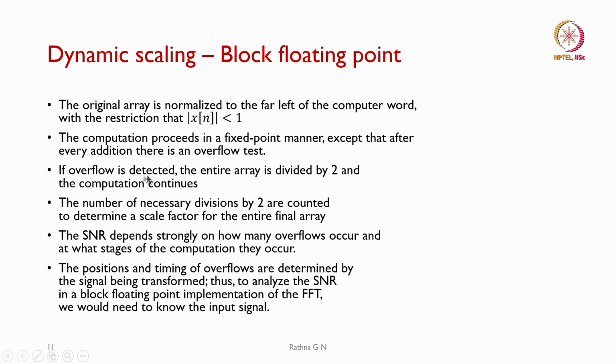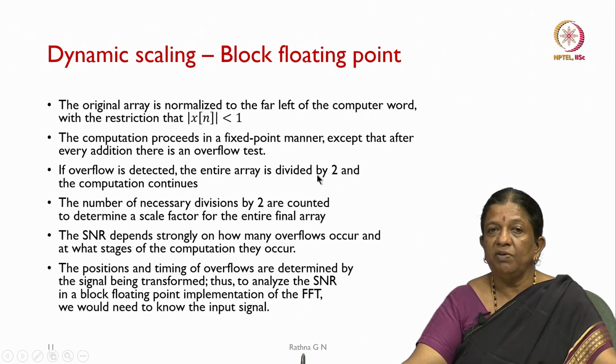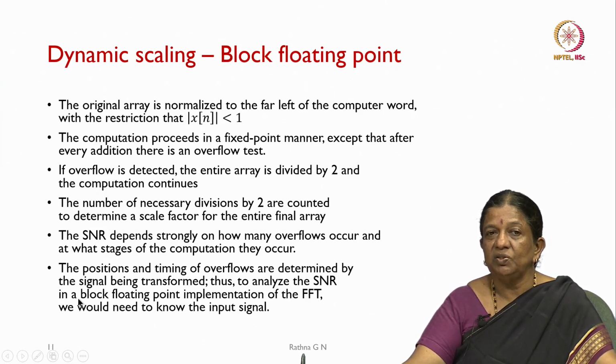Fine. If an overflow is detected, the entire array is divided by 2 and the computation continues. So, the number of necessary divisions by 2 are counted to determine a scale factor for the entire final array. Then the signal to noise ratio depends strongly on how many overflows occur and at what stage of the computation they occur. So, the positions and timing of overflows are determined by the signal being transformed. Thus, to analyze the signal to noise ratio in a block floating point implementation of the FFT, we would need to know the input signal.